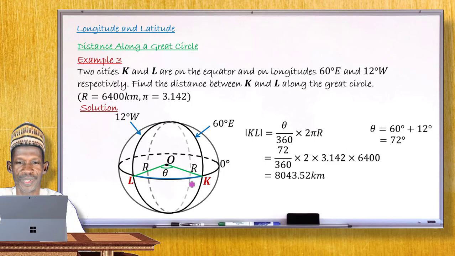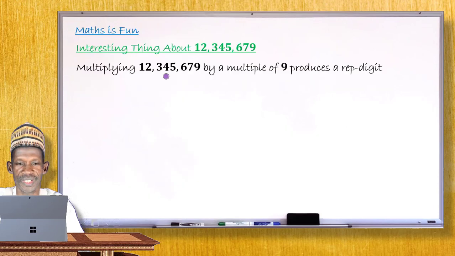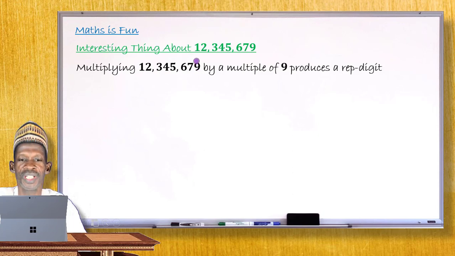Maths is fun, and I explain what is interesting about that number 12,345,679. What is interesting about this very number? This number is large, but the quick way to identify this very number, it contains all the numbers from 1 to 9, with the exception of the number 8. 1, 2, 3, 4, 5, 6, 7. You can see 8 is missing, then 9. So it is all the digits from 1 to 9, with the exception of 8. So this is a quick way to identify this very number.